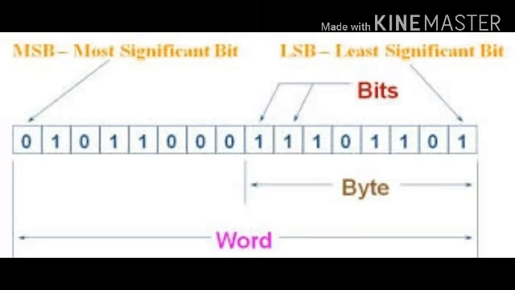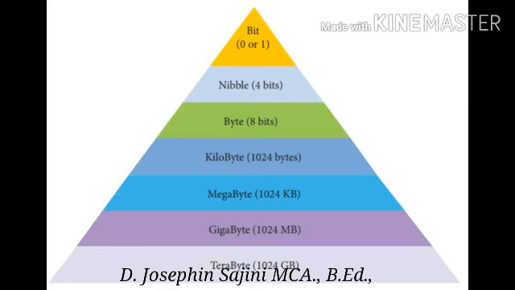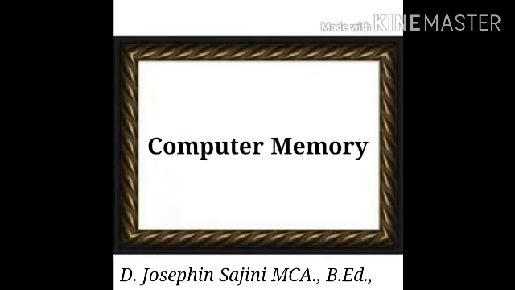Consider this binary number. In this, each individual number represents a bit and the set of 8 bits represents a byte and the whole binary number represents a word. In this, the leftmost bit is the least significant bit, and the rightmost bit is the most significant bit. This is the data representation of computer memory, and it is very important for exam questions.